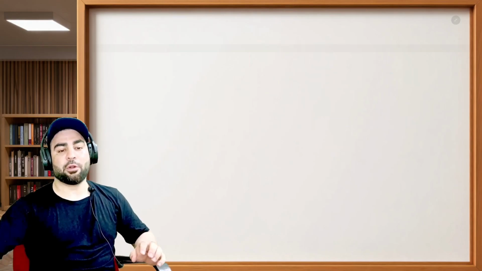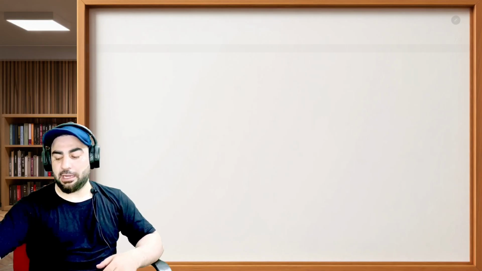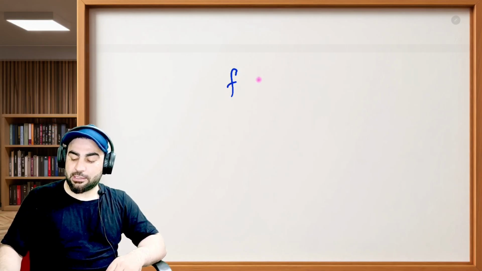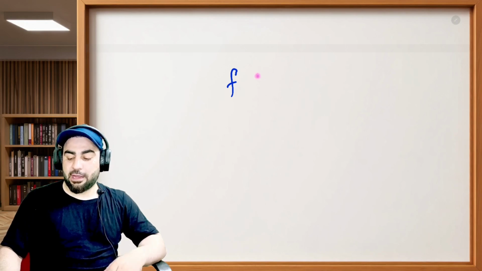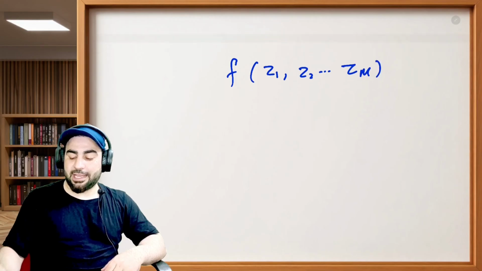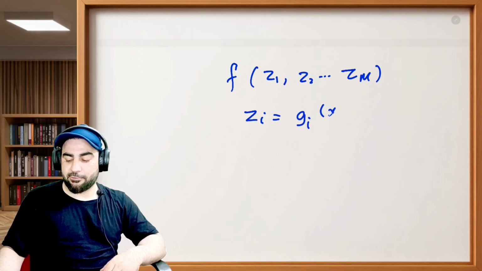The third and very important case basically is if now your function is such that it takes functions themselves as input, and those functions take input variables as input. Suppose you have this f and you have this z1, z2 and so on till zm. Here I can define this zi. This zi is gi of x. So these are different functions.